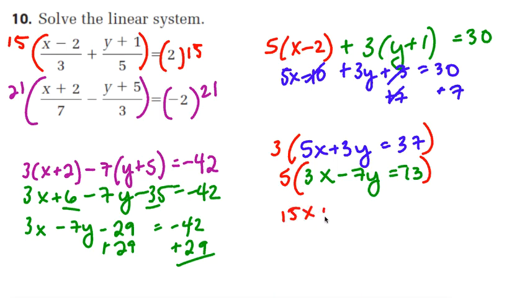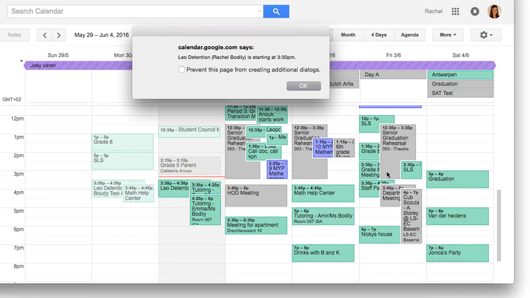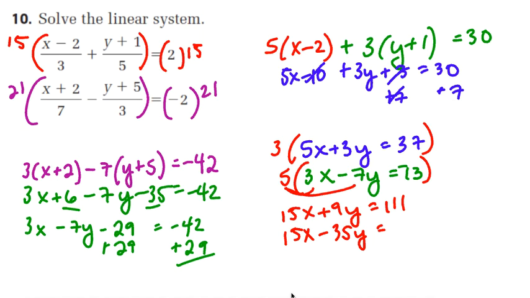So I'm just distributing to each term. After you distribute here, you're going to get 111. And then if I do the bottom one, it's going to be 15x minus 35y equals 5 times 13, which is going to be, oops, sorry about that, which is going to be 65. And I think it was a negative 13, right? Yeah, so it's going to be negative 65.